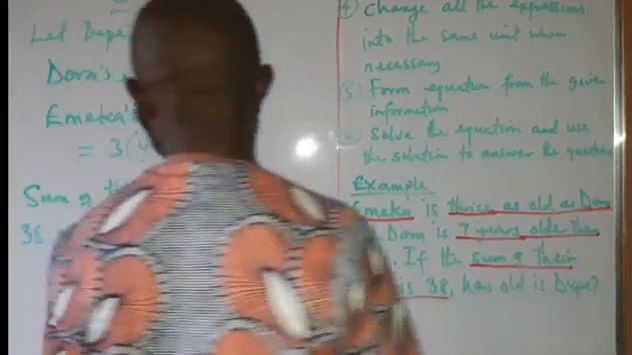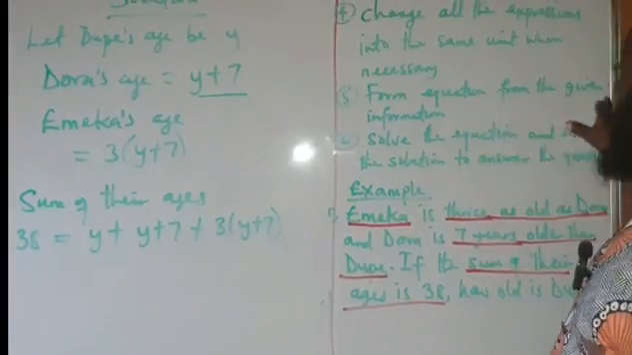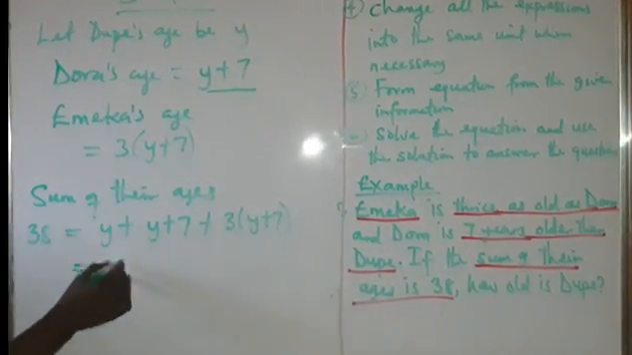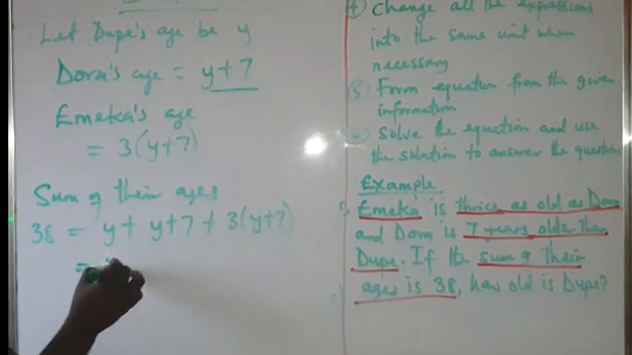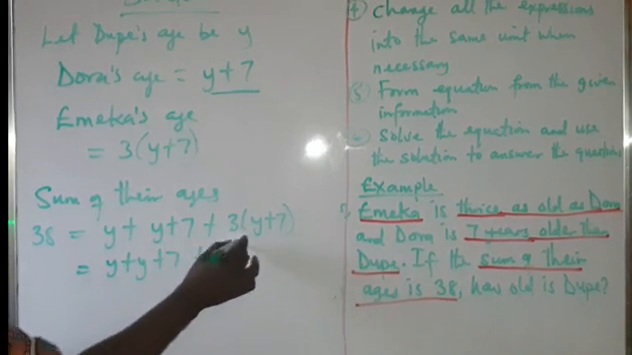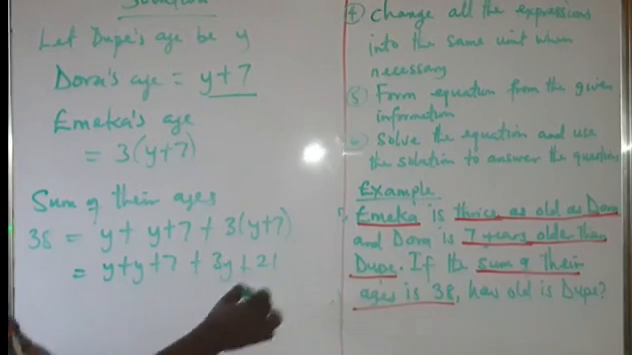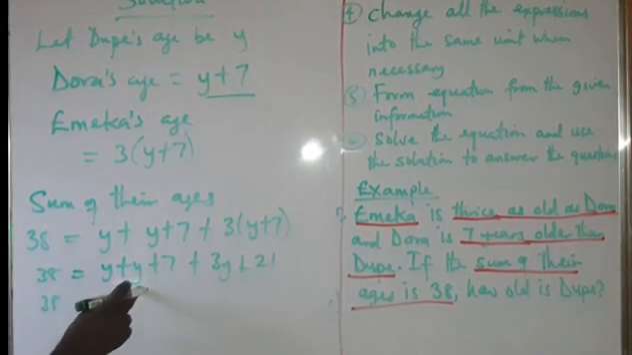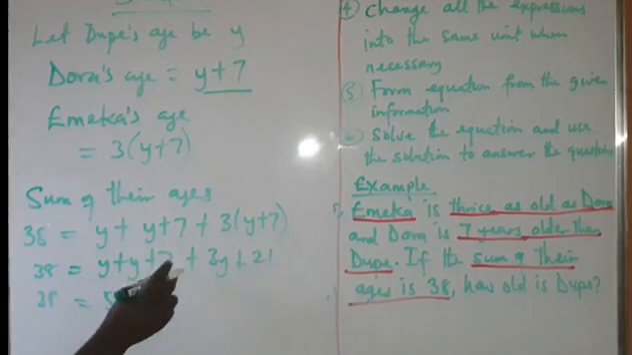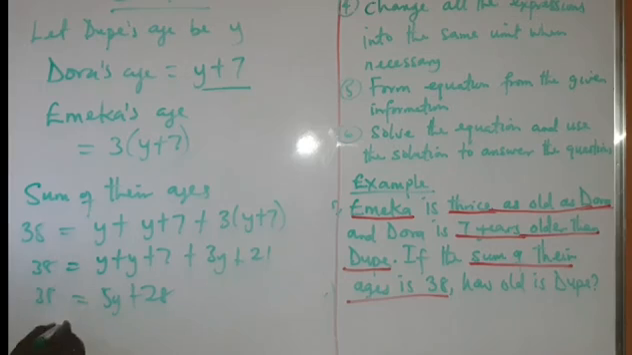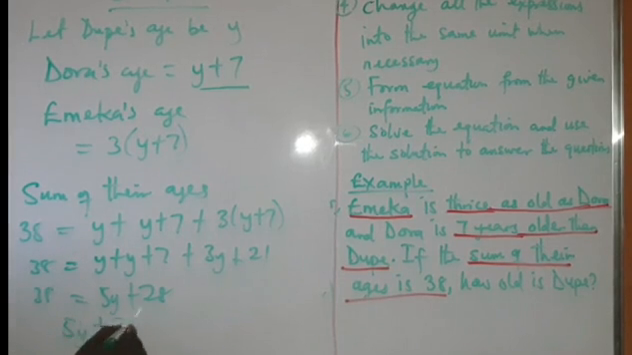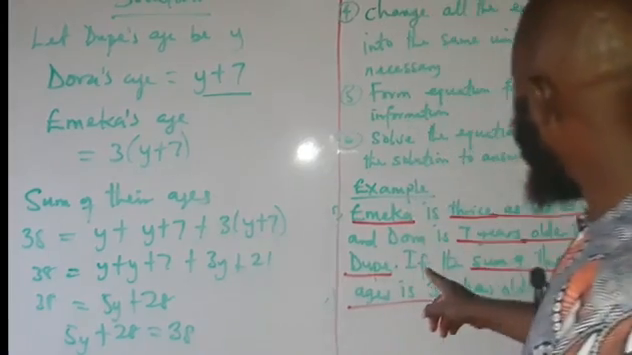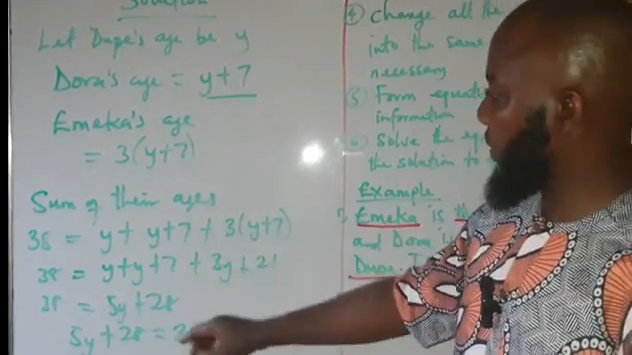So you can see from this question now, we'll be able to form an equation from the given information. Let's try to open this. This will be y plus y plus 7 plus 3y plus 3 times 7, 21. So everything together is 38. So y plus y is 2y, plus 3y is 5y, plus 28. So we can write it to be 5y plus 28 equals 38. So that is the sum of their ages.